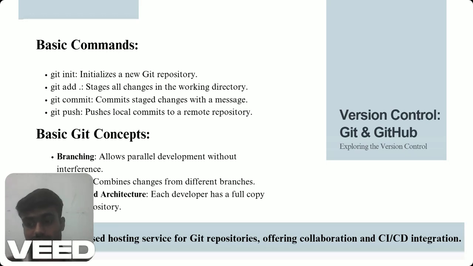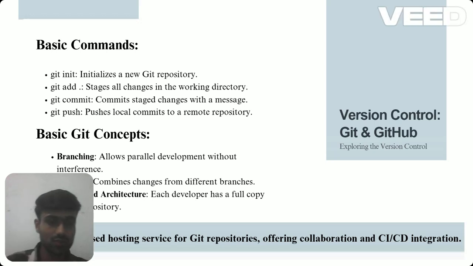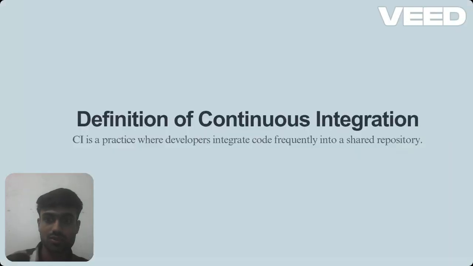There is GitHub, which is a web-based hosting service for Git repositories. It basically hosts Git repositories for collaboration, and it integrates with CI/CD pipelines for automation. GitHub is used by companies like Microsoft and Facebook to manage their code bases and streamline development. So this was about version control system.